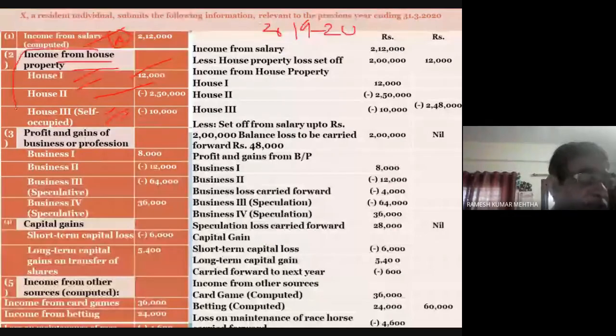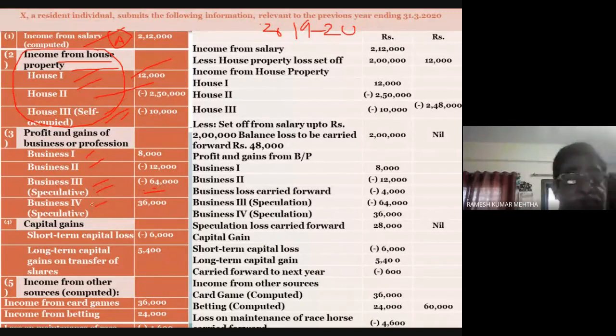Next one is profits and gains from business. He's doing business also. So he's a very energetic person. He has four businesses: business one, business two, business three, and business four. Business three is a speculative business and a loss of 64,000 was registered.